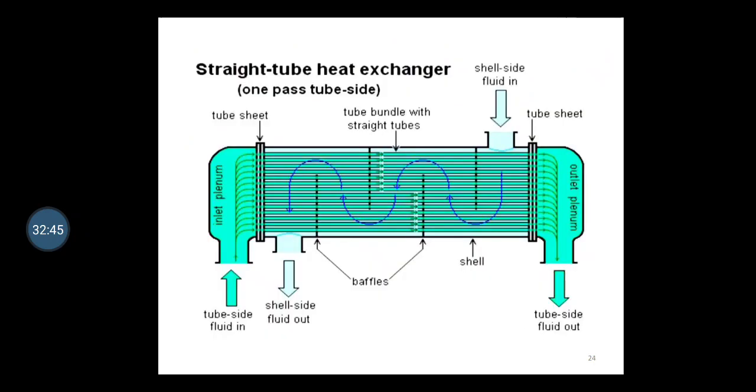So if you are able to see this diagram of a straight tube heat exchanger, or one pass tube side, you can understand the labeling as far as the construction of this shell and tube heat exchanger is concerned. On exactly the right hand side, there is one outlet and two inlets. On the top of the right hand side, the shell side fluid in is there. Then the tube sheet holds one end on the right side. On that same side, the tube side fluid out is there, that is the outlet plenum.